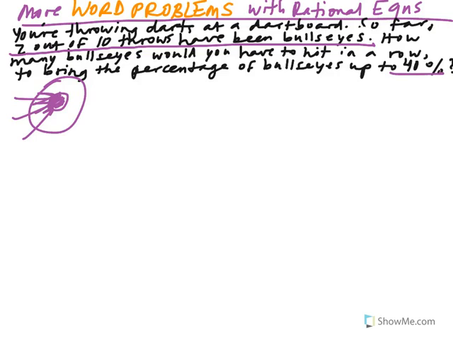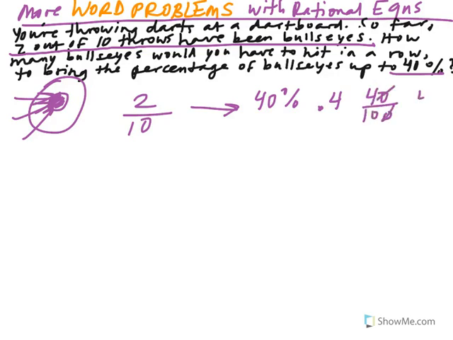Alright, so right now we're at a certain ratio, 2 out of 10. And we want to bring this ratio up to 40%. Alright, now we can express 40% as 0.4, or 40 over 100, or you could simplify that to 4 over 10. You could express 40% in this problem however you like, but I'm going to use 0.4 just because I don't like to deal with fractions if I don't have to.